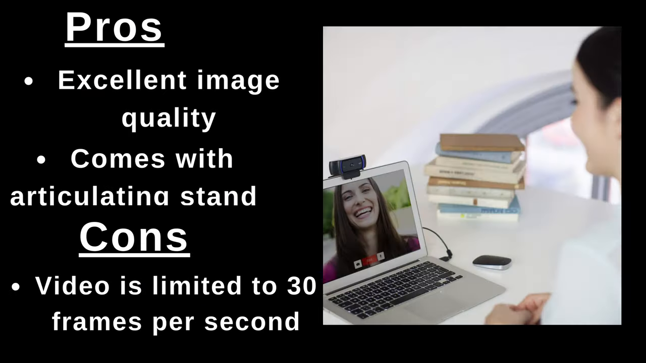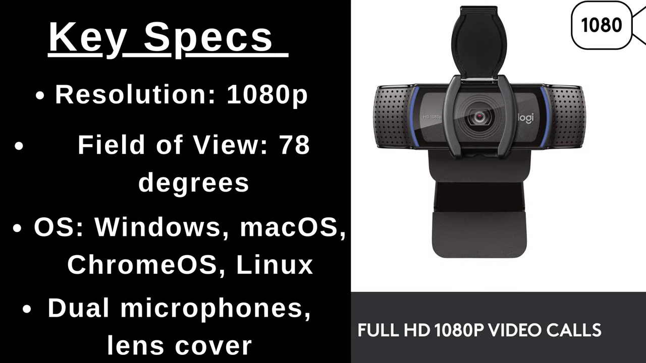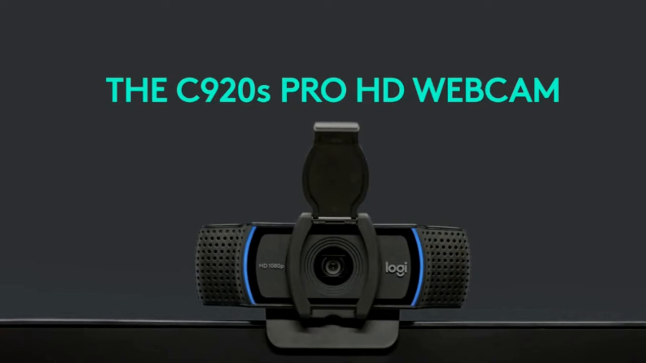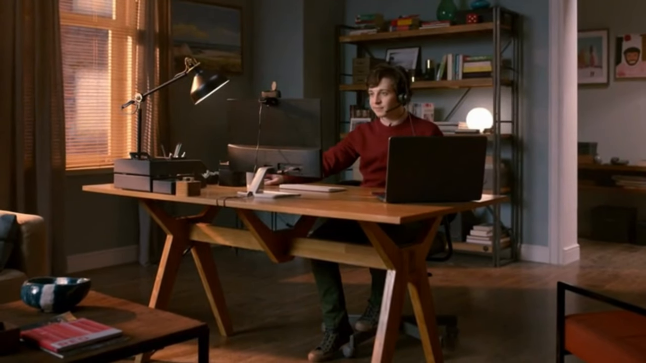Number 1. Logitech C920S HD Pro Webcam. Pros: excellent image quality for a reasonable price. Includes an articulating stand. Cons: video is limited to 30 frames per second. Key specs: resolution, 1080p at 30 frames per second. Field of view, 78 degrees. Operating system: Windows, Mac OS, Chrome OS, Linux. Other features: dual microphones, lens cover.